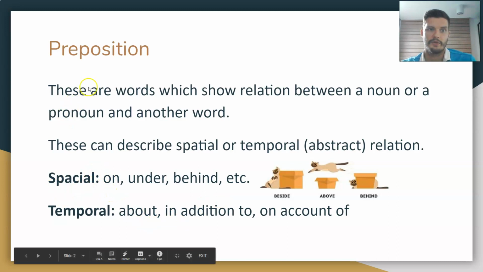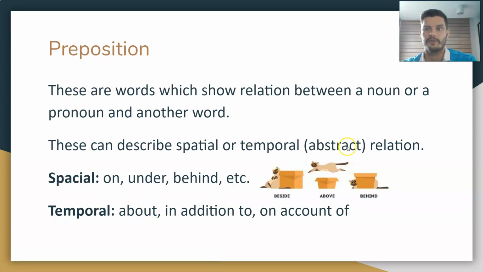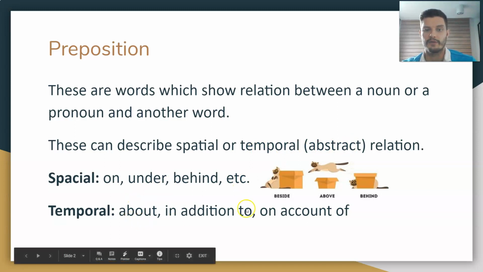But of course, prepositions can also tell us about abstract relation. A word like about, or a group of words like in addition to, on account of. These are temporal.